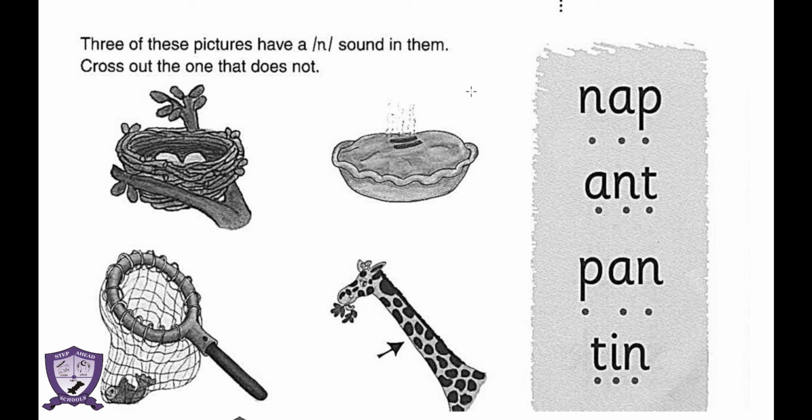So this is the picture which does not have an n sound. So what we will do, we will cross it. We will put a cross on this pie. Cut कर देंगे इसको. Well done everyone. Please cut this one. Now next thing we have to read these four words.